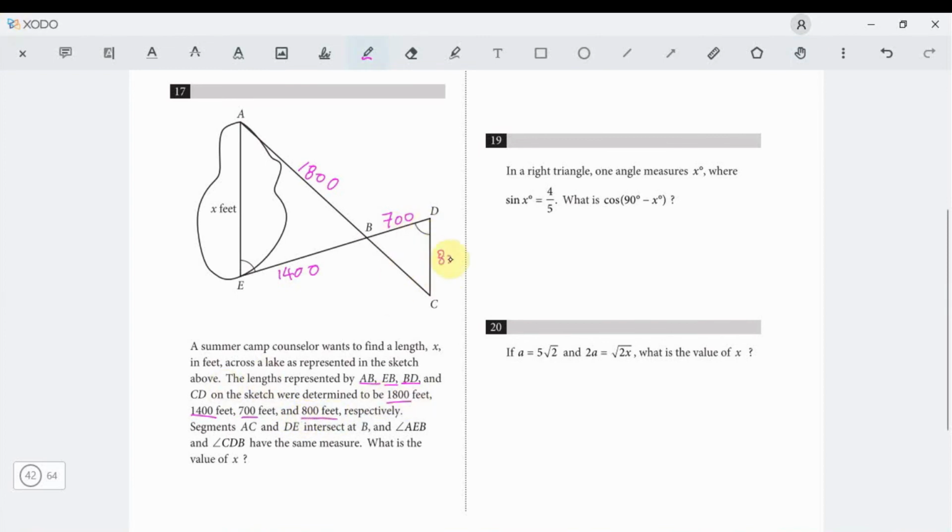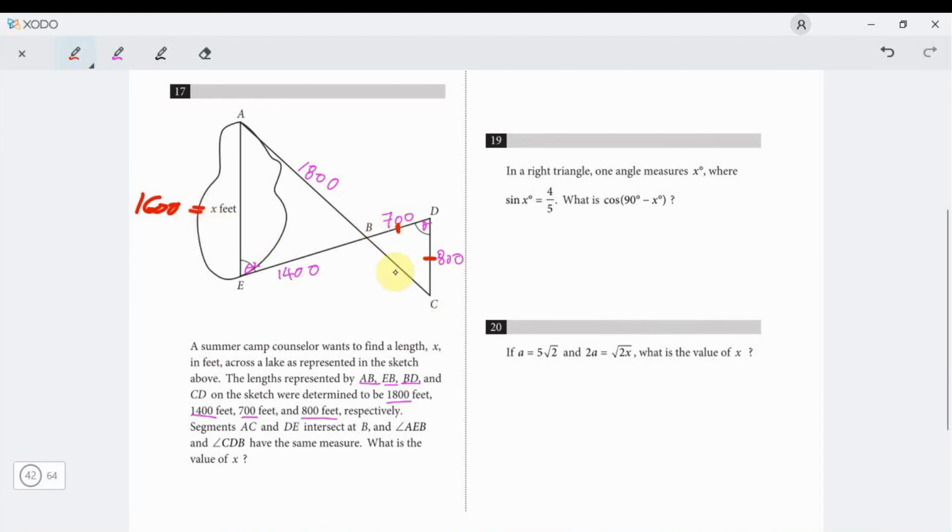So CD is 800. So put in all the information given, and they told us that angles AEB and CDB have the same measure. What's the value of x? So if angle AEB right here, oh, so they show us. See it here? These angles have the same measure, then these are what we call similar triangles. Since these are similar triangles, their lengths are in similar ratio. Notice BD multiplied by 2 gives 1400, so 800, we're also going to multiply by 2. So x is just 1600.